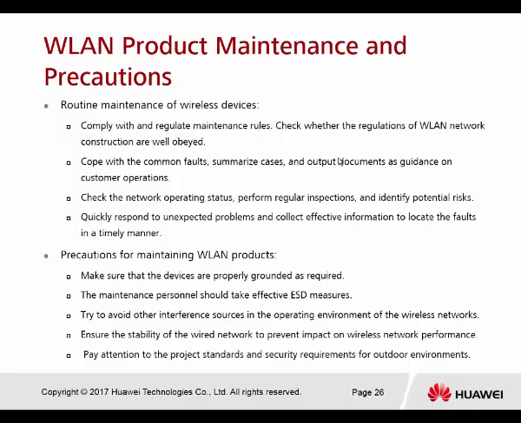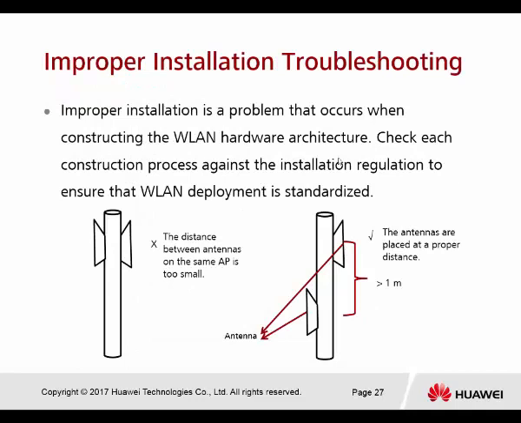So some of the problems might come from the wired side. It's not directly a wireless problem. Something we might not be able to handle is when on the wiring they have a broadcast problem or maybe the routing is not well configured, so they might cause problems for the wireless performance. Pay attention to the project standard and the security requirements for the outdoor environment. Improper installation troubleshooting.